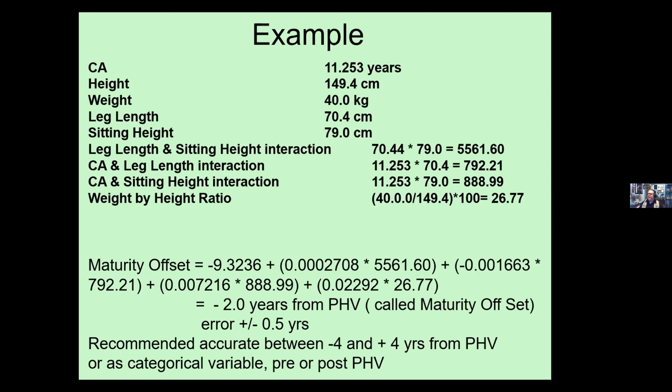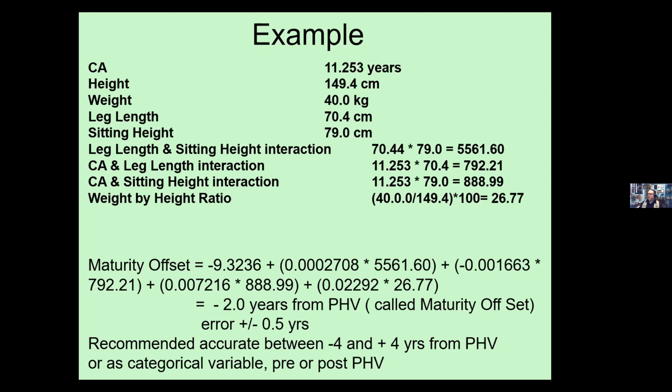So if we take that information for this individual at 11.2 years and put it into the equation shown in front of you, you actually get a value. This value is -2, created from those coefficients and those numbers. And what it means is that you're 2 years from when peak height velocity is going to occur. This measure has been called the maturity offset.